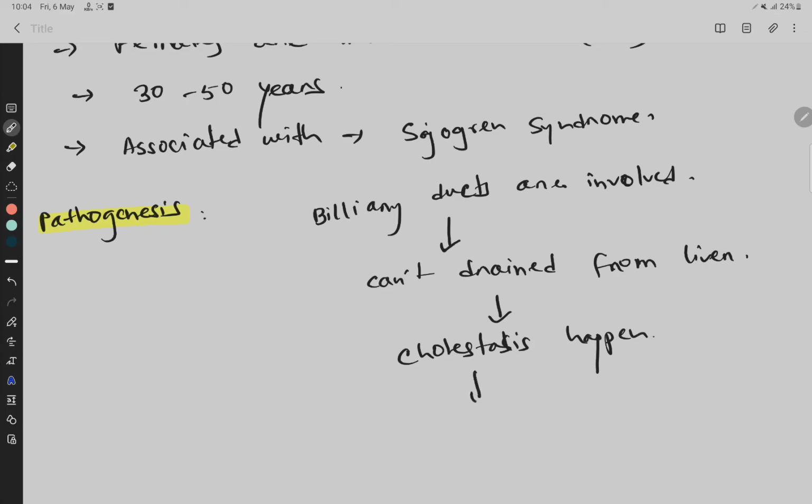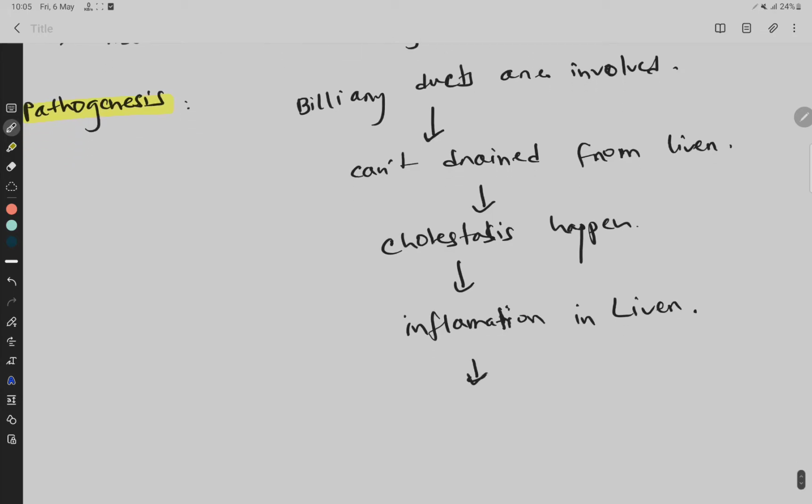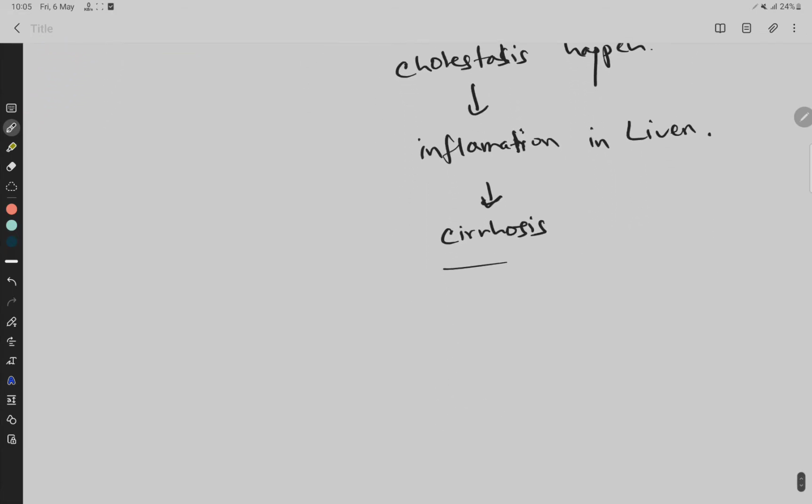Cholestasis happens, and the result is inflammation in the liver, and it goes on to cirrhosis of the liver. So this is the pathogenesis. Then clinical features.